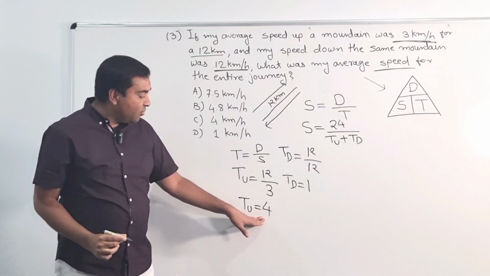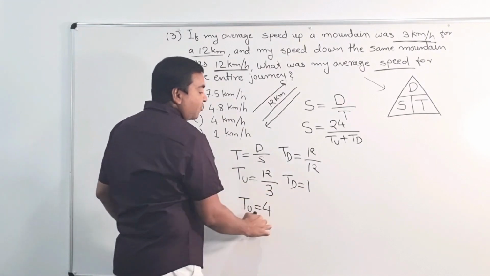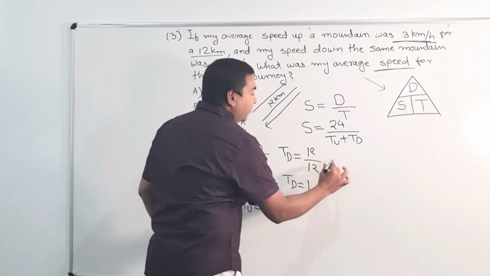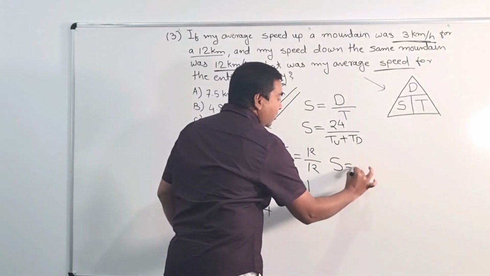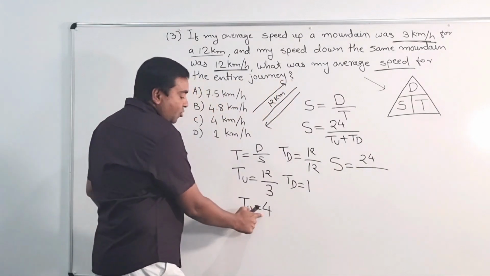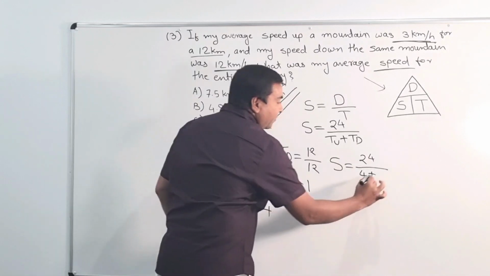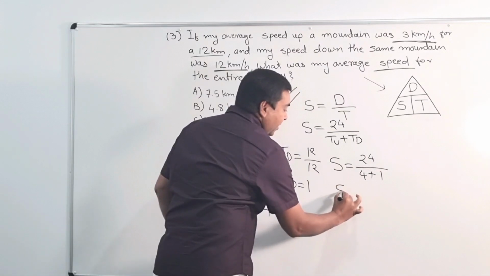So we are going up in 4 hours. We are coming back in 1 hour. So altogether that's 5 hours. So I'm going to substitute that here. So my average speed equal to 24 divided by, time to go up is 4 hours, time to come down is 1 hour.